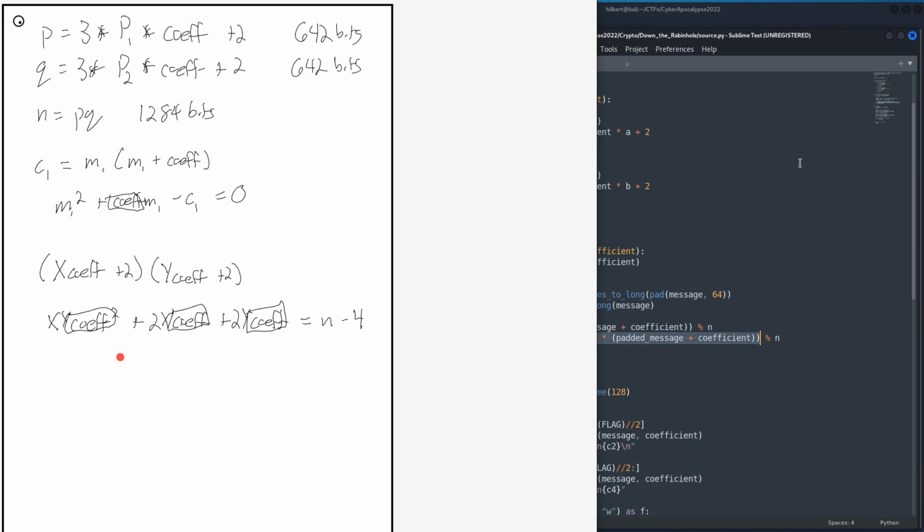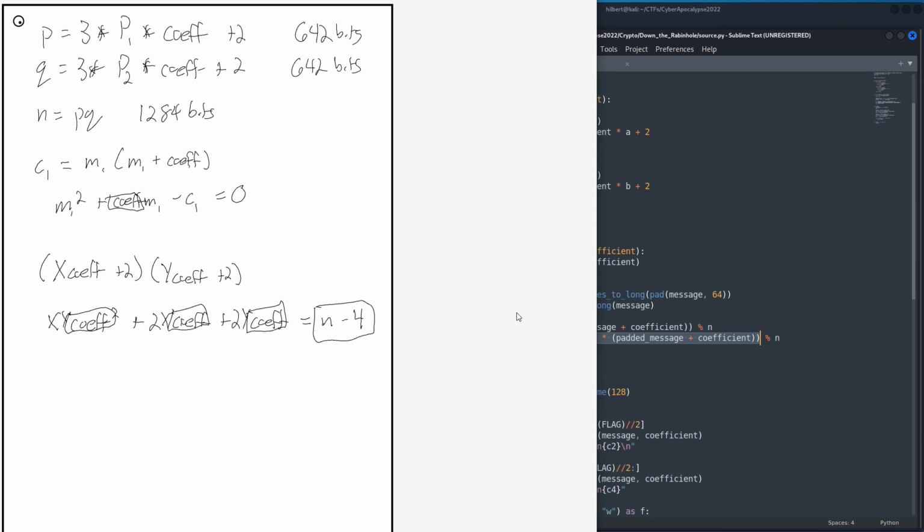And so there's a theorem in number theory that says if we have the sum of a bunch of numbers and every one of those numbers has a factor of a number in it, then the result also has a factor of that number. So we know that n minus 4 is divisible by the coefficient. It has the factor coefficient in it.